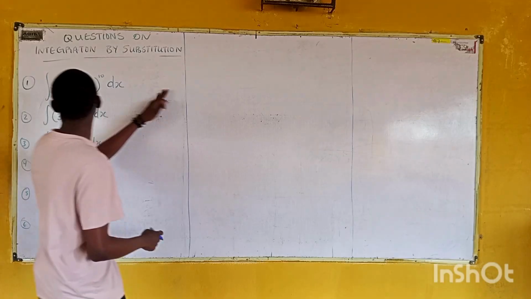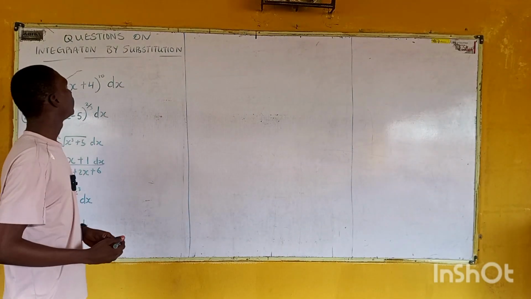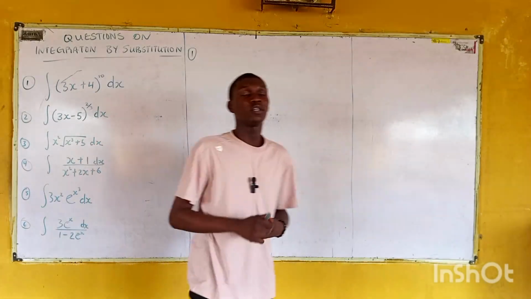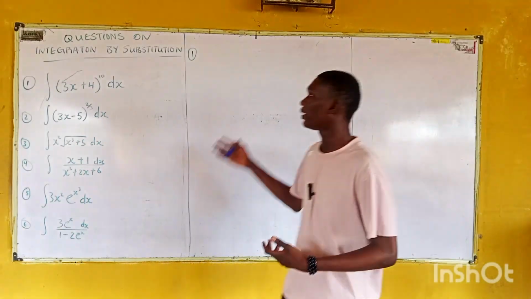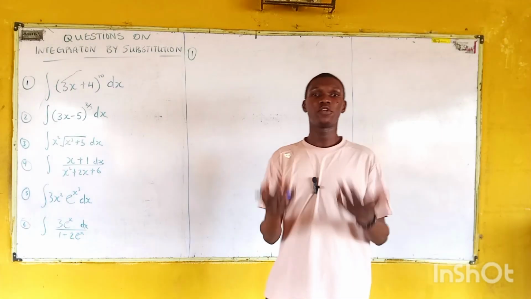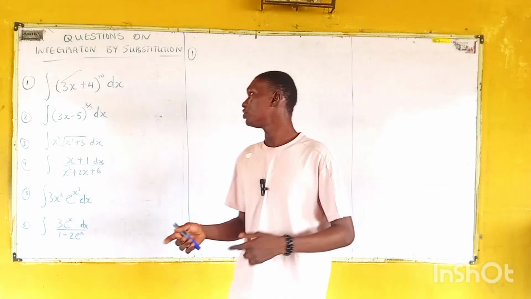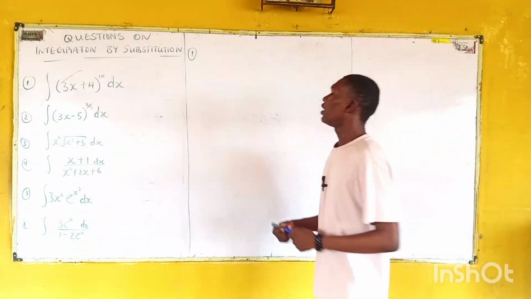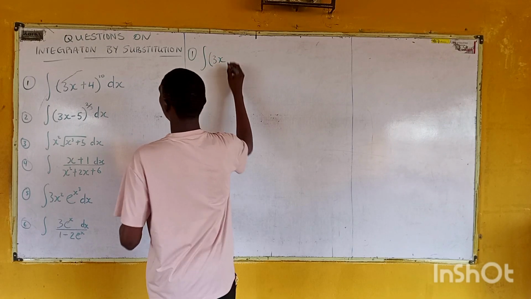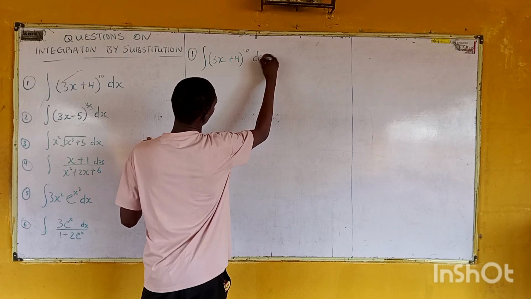For number one, we are given the integral of (3x + 4) raised to power 10 dx. We already know the idea from our previous video, where I taught integration by substitution and the idea behind it. If you have not watched the video, you can go back. I'll drop the link in the description. So let's start. Number one is the integral of (3x + 4) raised to power 10 dx.